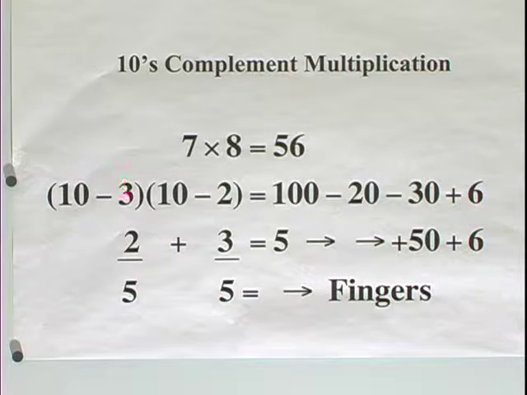So if we multiply, these will be open fingers. 3 of them when it's a 7, and 2 of them when it's an 8. So 3 times 2 is 6. We get this plus 6, the ones place.